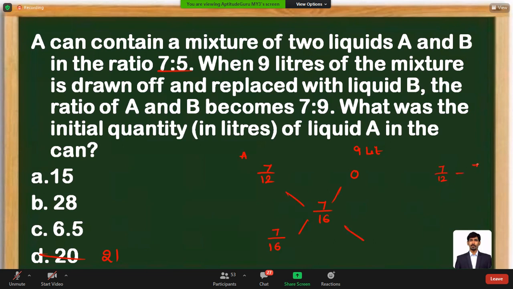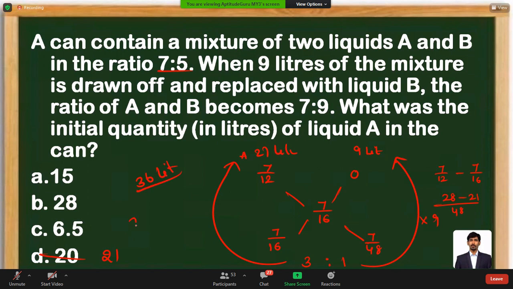So 7/12 minus 7/16. The LCM of these numbers is 48. 7 4s are 28. 7 3s are 21. It is 7/48. So the ratio is going to be 3:1. 1 part is 9 liters. Then 3 parts is how much? That is going to be 3 into 9, that is 27. Initially 27 and 9, 36 liters was there. In that, 7 parts is going to be liquid A. So 7 out of 12 into 36, mark your answer choice as 21 liters, available as option D.